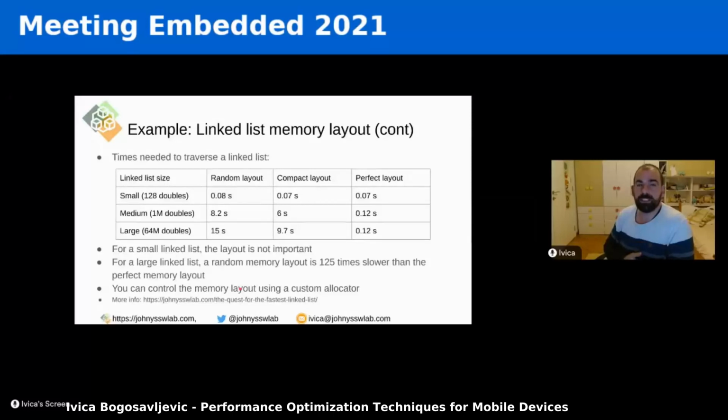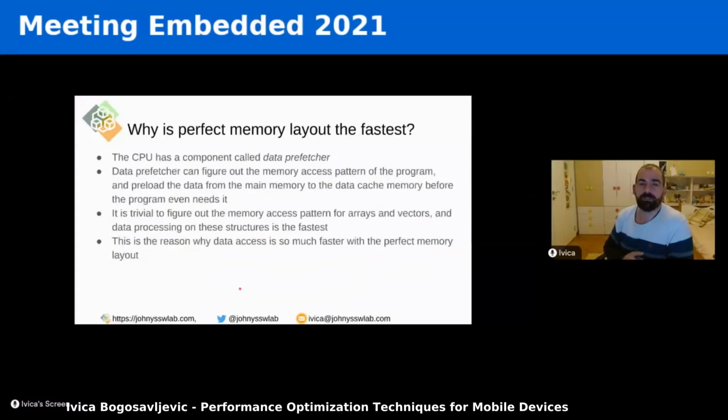So the question is, why is perfect memory layout the fastest? There are several things to it. The CPU has a component called the data prefetcher. That's part of the data cache. The data prefetcher can figure out the memory access pattern of the program, and then it can preload the data from the main memory to the data cache before the program even needs it. So if the CPU can predict the memory access pattern, it can preload the data.